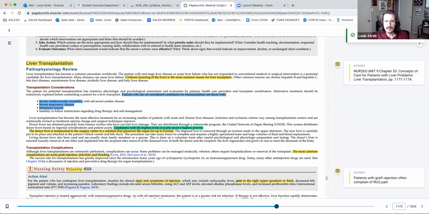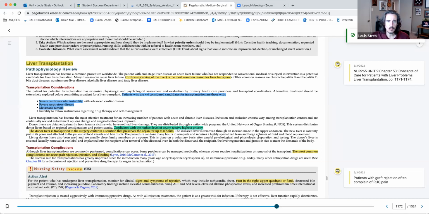Decision, they're going to remove the liver from an incision in the upper right abdomen. Cool. That leads me to down here, where signs and symptoms of rejection also include pain in the right upper quadrant or flank, because that's where the liver is located. I'm just giving you ideas. I don't want you to try to memorize where the pain is. I want you to think about the process when they actually go in there and cut out your liver and put a new liver in. Where are they doing that?